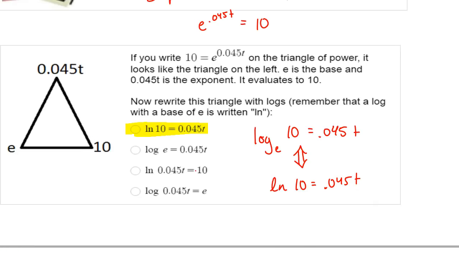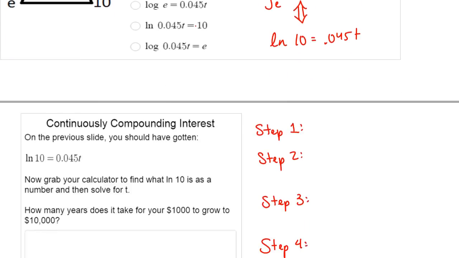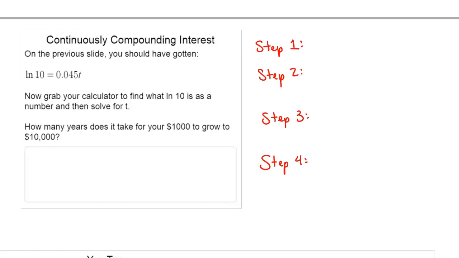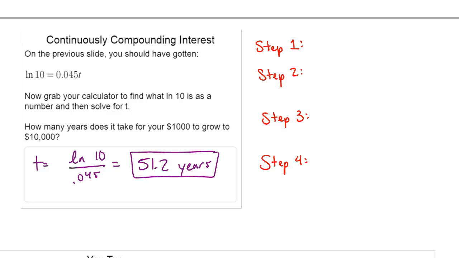So now that we have it written in logarithm form, we're going to solve that logarithm equation. If we have the natural log of 10 equals 0.045t, to solve that equation, we would just divide both sides by 0.045. And when we take the natural log of 10 divided by 0.045 on your calculator, you get your answer of 51.2 years.